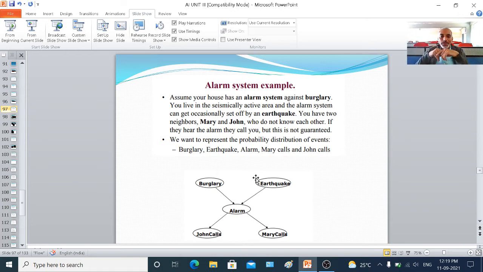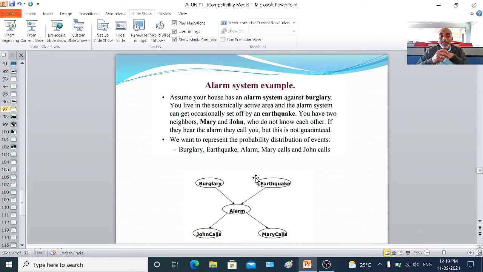Now there is a twist here. Let us take one particular person, Mary. Mary cannot identify the difference between the phone ringing and the alarm ringing. So if the phone also rings, she might think the alarm is ringing, and she may call you and inform you that the alarm in your home is ringing. So there is a confusion for Mary.